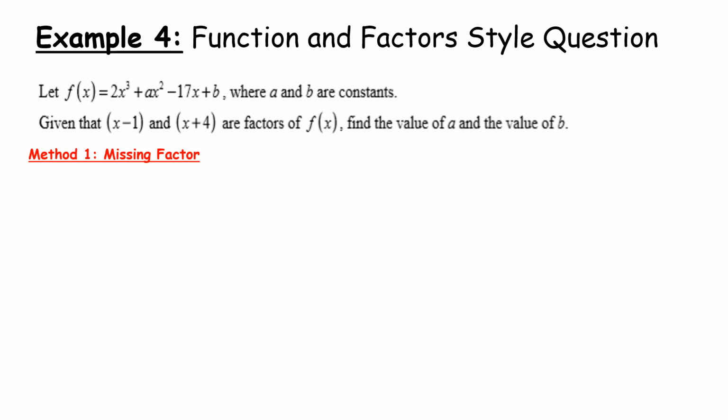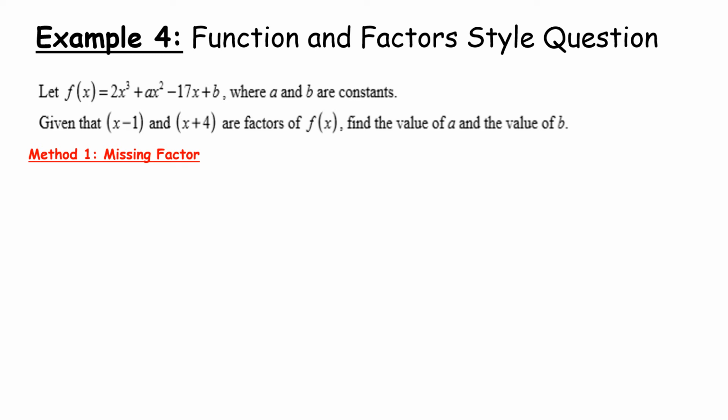So, I've been given two factors for a function. Let f of x equal 2x to the power of 3 plus ax squared minus 17x plus b, where a and b are constants. Given that x minus 1 and x plus 4 are factors of f of x, find the value of a and the value of b.